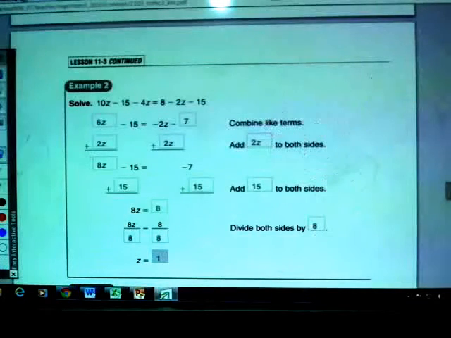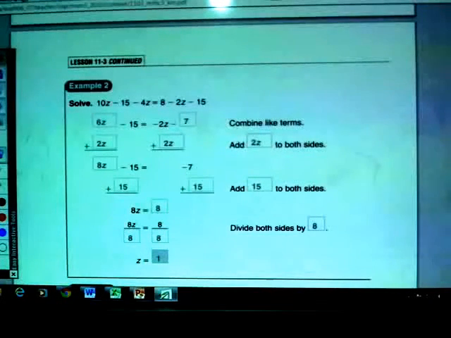All right, let's take a look at number 2 here. Kind of a long problem. They've got lots of stuff here, but all we're going to do is consolidate this and undo what we just did. It's not anything different. We've got 10z minus 15 minus 4z equals 8 minus 2z minus 15.